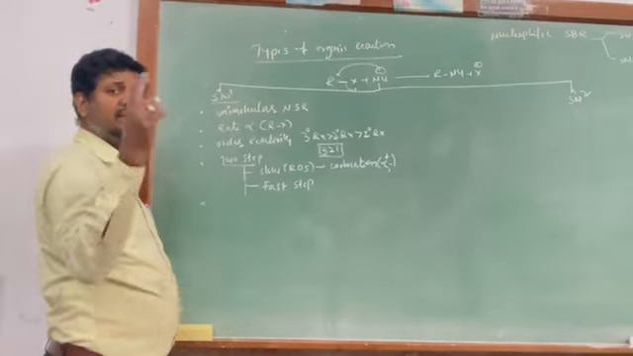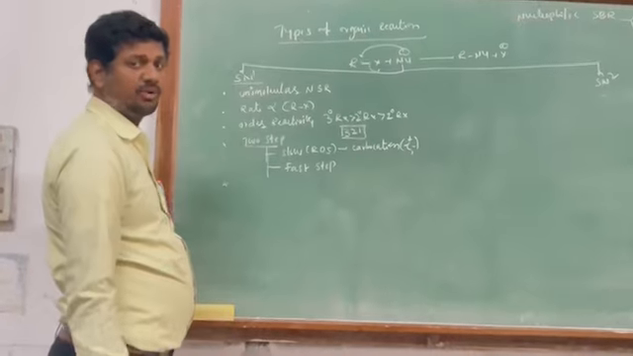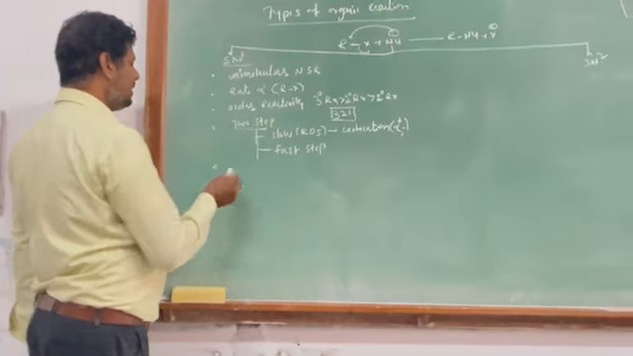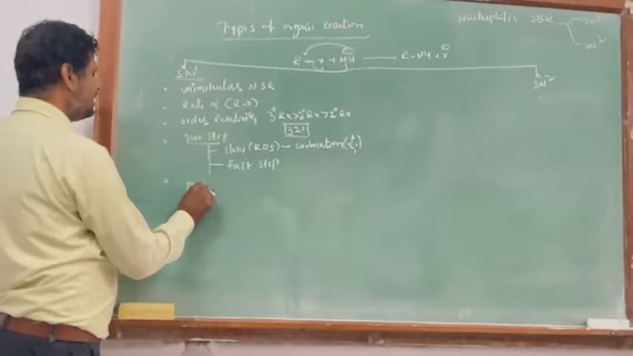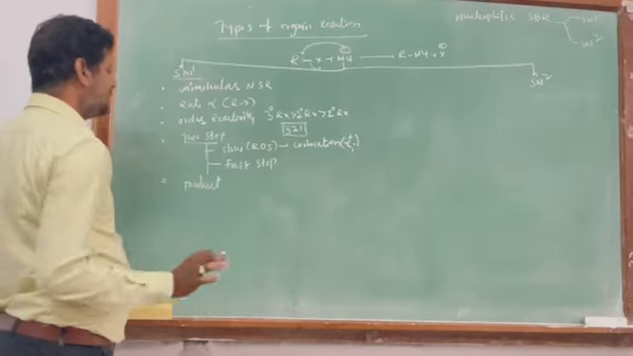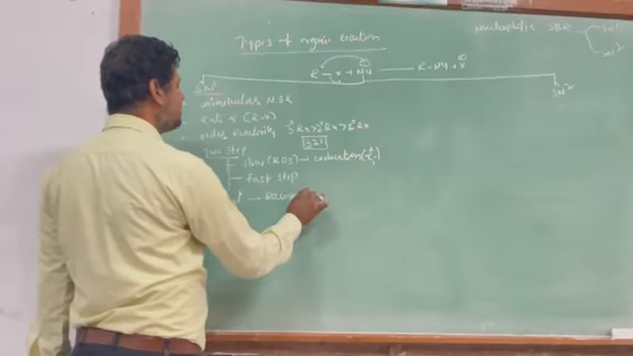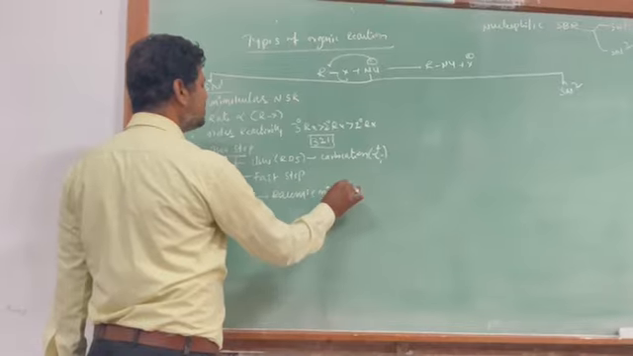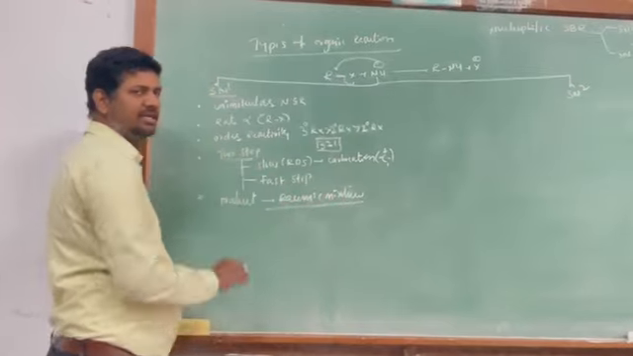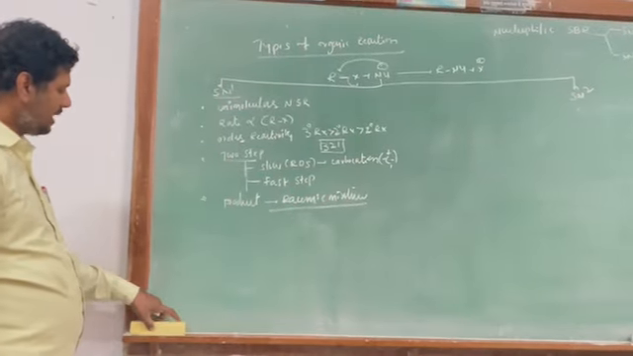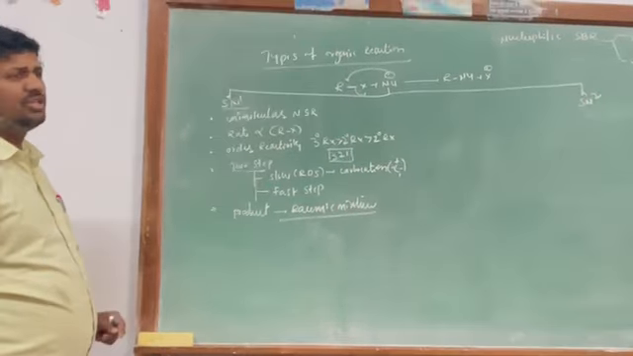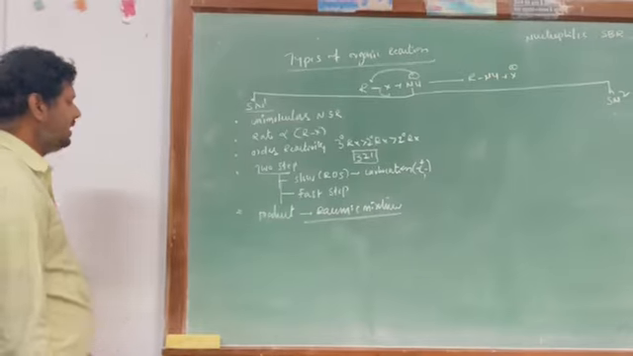In SN1 reactions, rearrangement is also possible. The product in an SN1 reaction is generally a racemic mixture. A racemic mixture is nothing but an equimolar mixture of reaction products, and stereochemistry is also possible within the SN1 reaction.